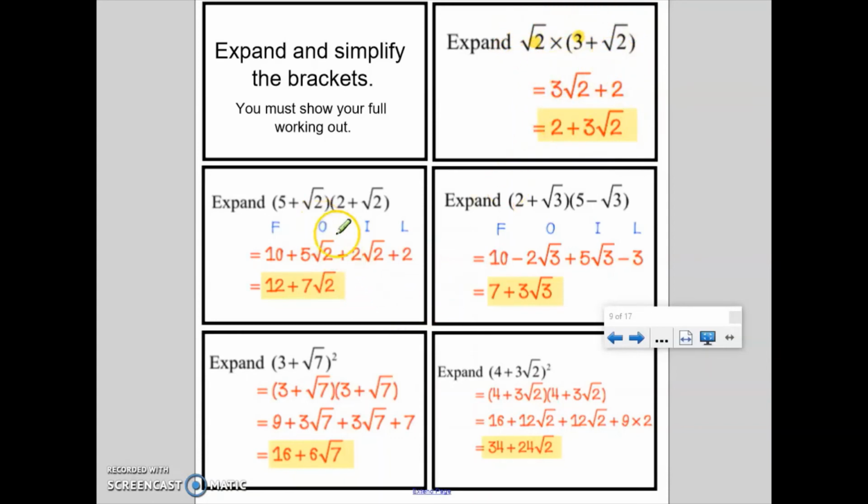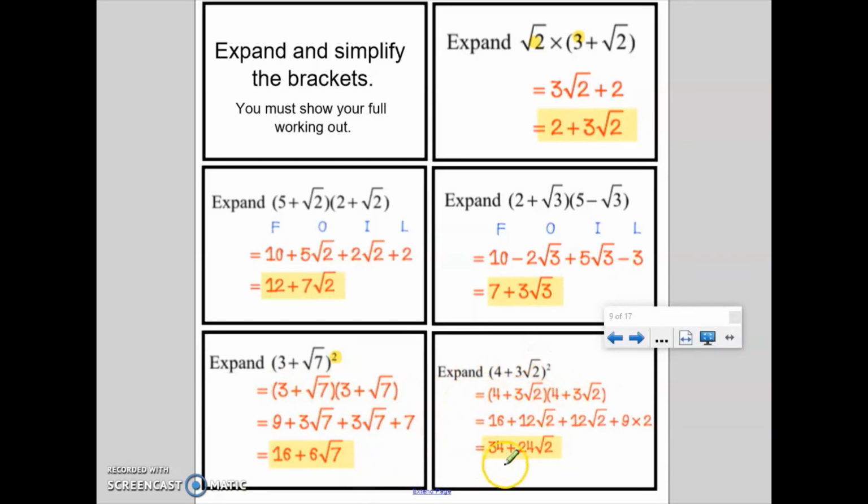Then we've got some expansion of double brackets like we've done in the video. You can see exactly what your line of notation and method should look like before you simplify. And then at the bottom of the screen here, we've got an example which is squared. So remember, we write the bracket out twice before we go ahead and expand.